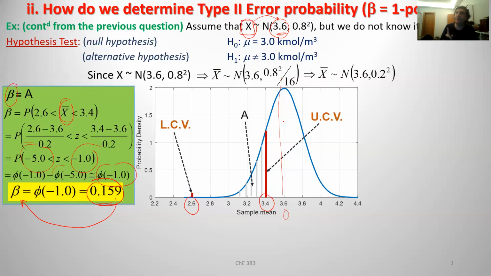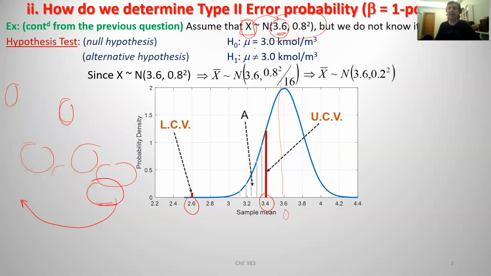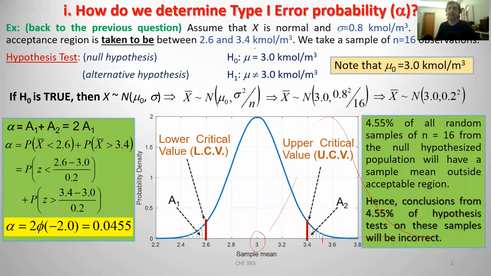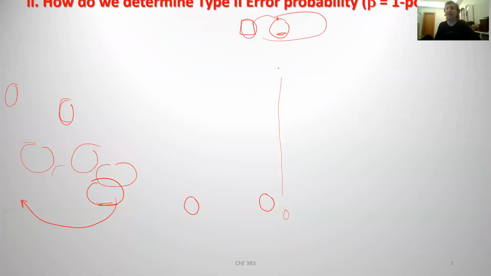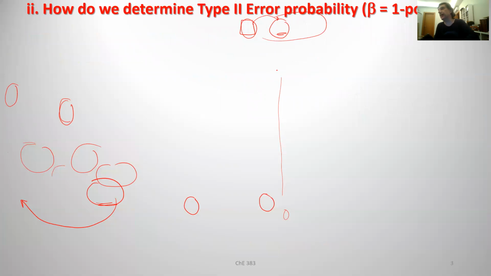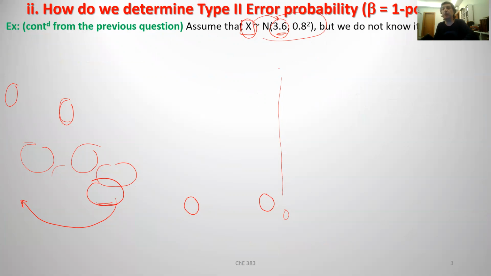On the other hand, type 1 probability does not care about this, because it is based on the assumed probability distribution, and the assumed probability distribution is the one that is in the null hypothesis here. So it does not depend on the actual probability distribution of the random variable. That makes it easier to calculate type 1 probability, because for type 1 probability, you don't need to know the real distribution of X bar.